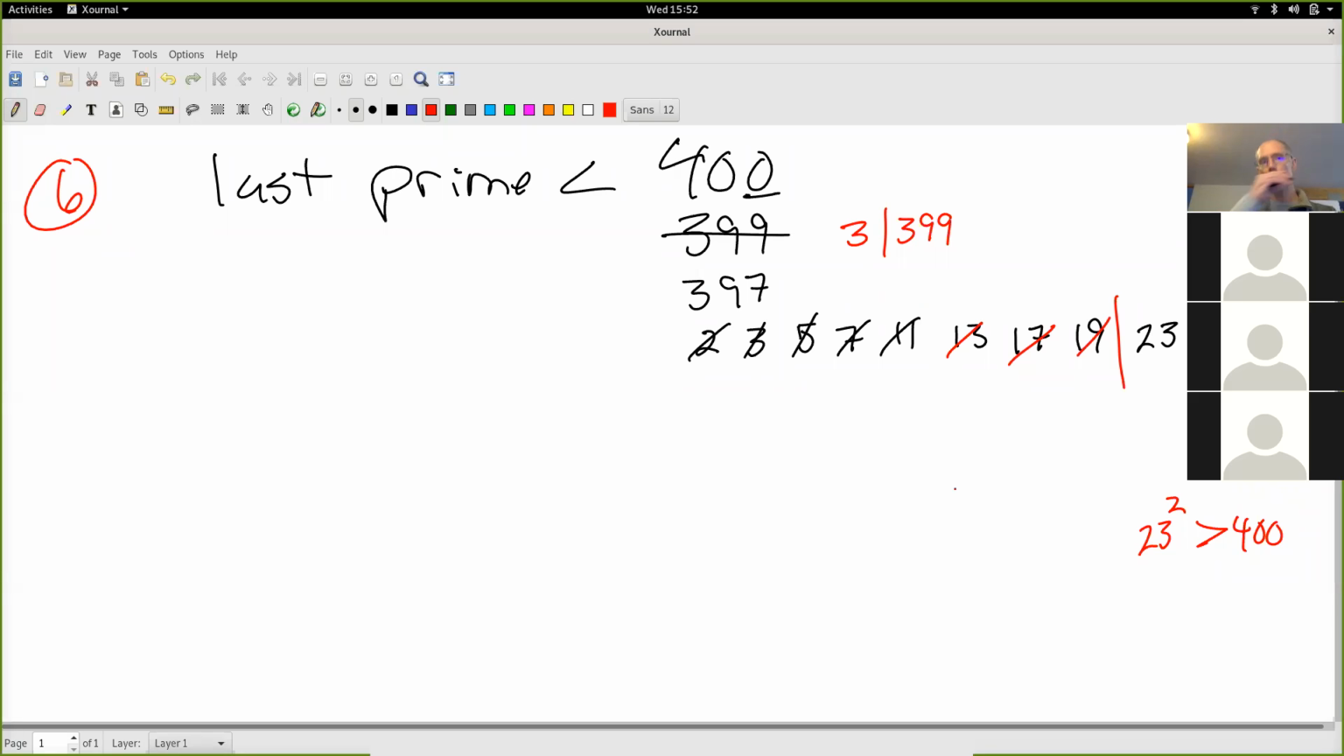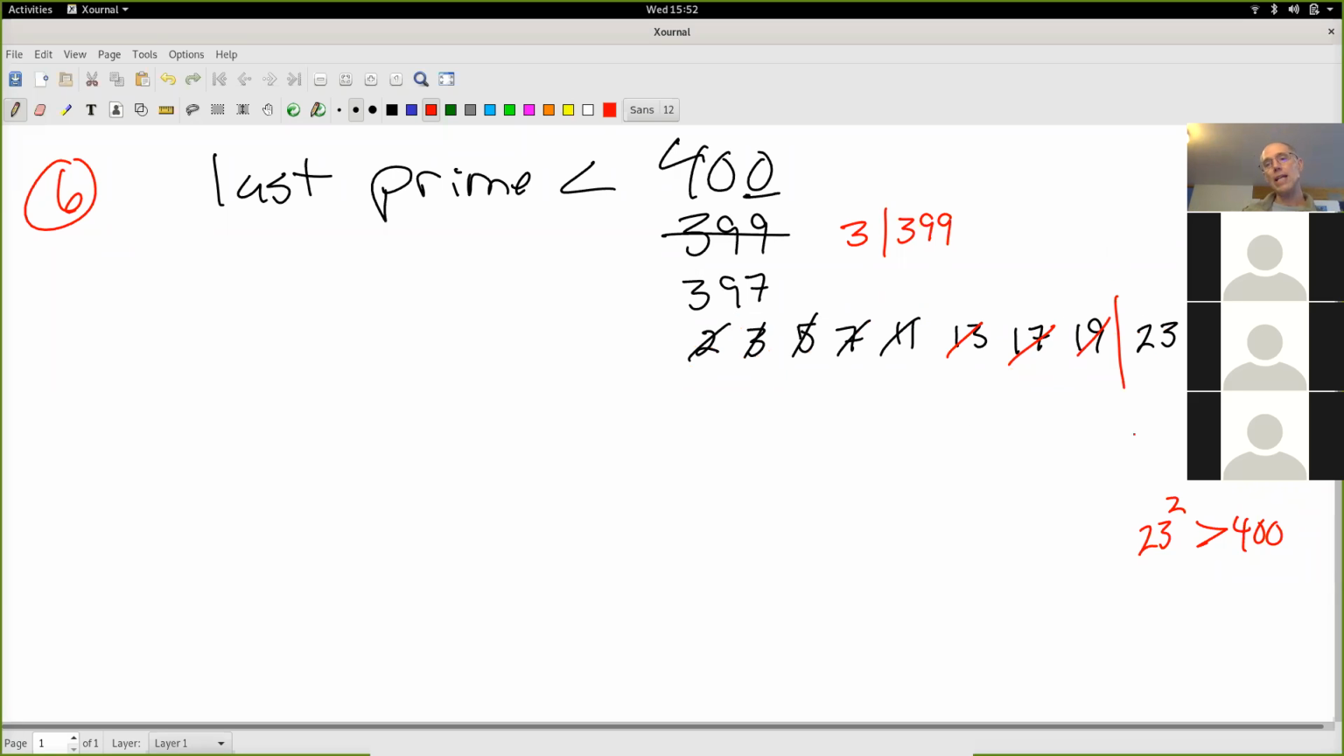Okay, so last prime less than 400, I'm checking 397, and the question really is how far do I have to go to check if 397 is prime? So I checked to see if 2 went into it, 2 didn't. I checked 3, it didn't, 5 didn't, 7 didn't, 11 didn't, 13 didn't, 17 didn't, 19 didn't. It turns out you only need to check dividing primes because all numbers are made up of primes.